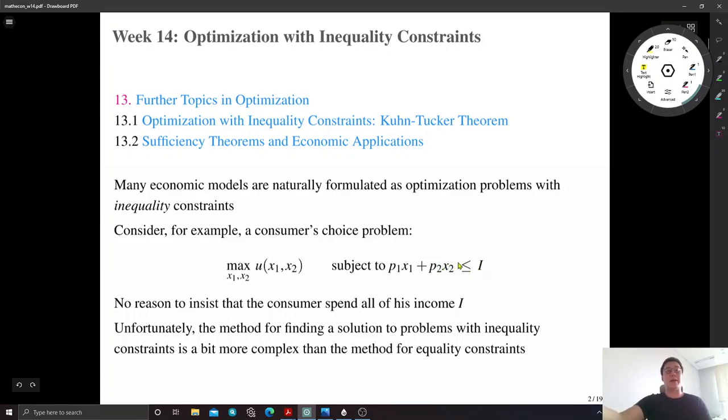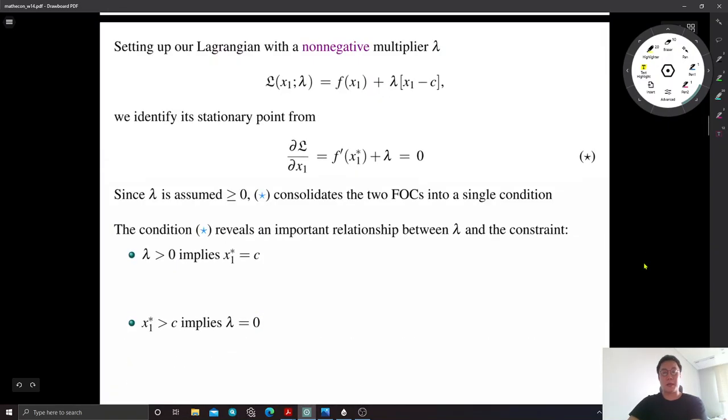The consumer's utility maximization problem is often regarded as the most standard optimization, and even this standard problem has an inequality constraint. So we should know how to deal with this. But unfortunately, the previous method for finding solutions to optimization problems with equality constraints, the Lagrangian multiplier method, does not work for inequality constraints. So we have to devise a new method.